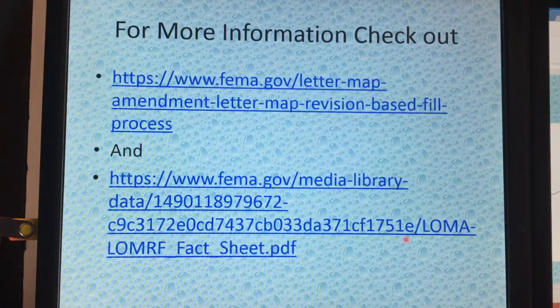So for more information, you can check out these two links from FEMA talking about how you can go through the process, including the fact sheet on the bottom. I'll post these below the video.